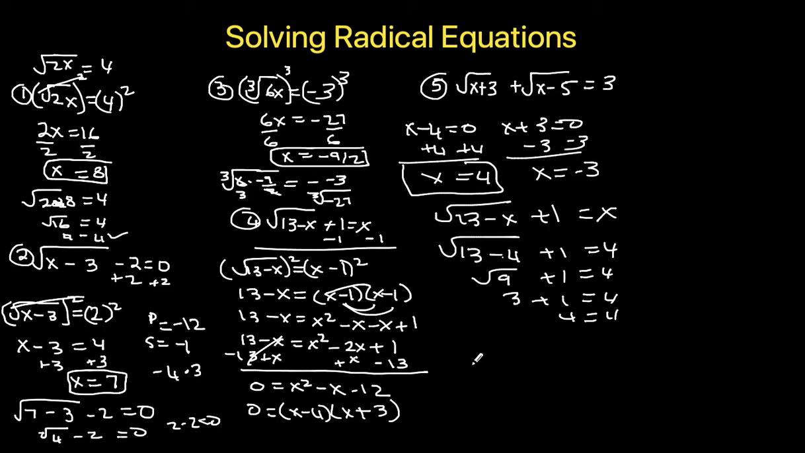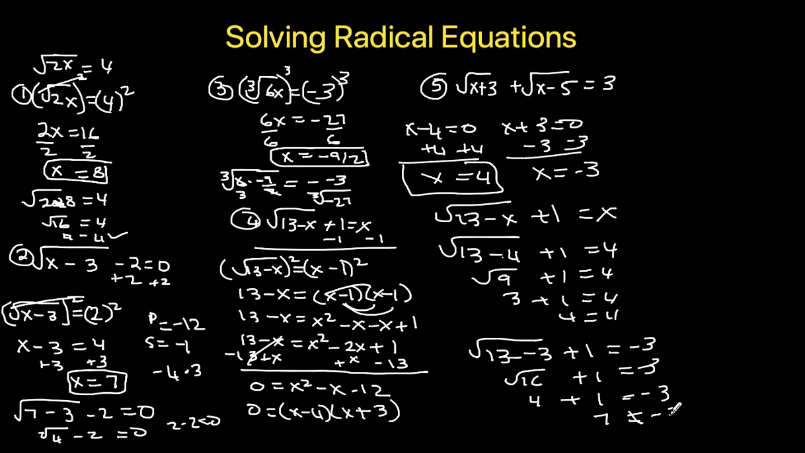Same way, plug in negative 3. So I have the square root of 13 minus negative 3, plus 1 should equal negative 3. 13 minus negative 3 is 16. That's the same thing as saying 13 plus 3. Square root of 16 is 4, and these do not equal. So this is a really good example of where you must check your work. So this is not a solution. The only solution to number 4 is x equals 4.